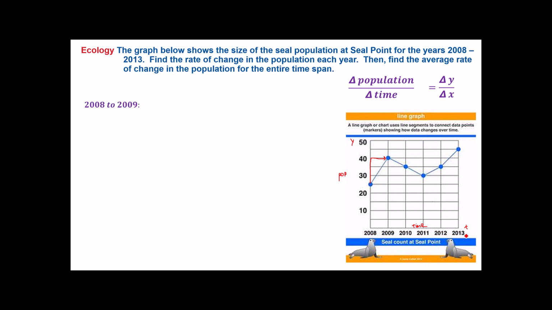So from 2008 to 2009, if I'm looking at the change in the population, this says that we went from 25 seal up to, let's see, this is at 40 seal. We have an increase or a rise from 25 to 40. That is an increase of 15 seal between 2008 and 2009. That's 1 year. So if I wanted to write that out, 40 minus 25 over 2009 minus 2008 is a growth of 15 seal in 1 year, or 15 seal per year.